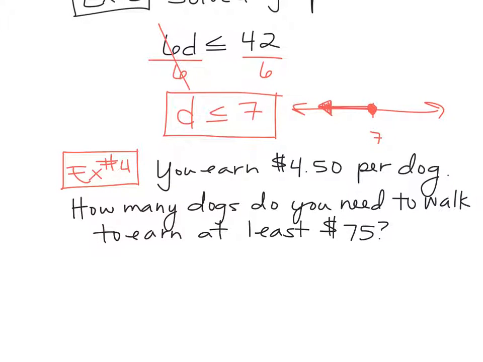Okay, so you earn $4.50 per dog. You want to make at least $75. Anyone think they can set up an inequality for me? What do you want to call dogs? D. I like D. So D is going to be our dogs. How do you set up an inequality? If it's $4.50 per dog.